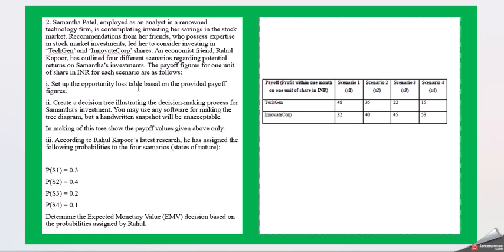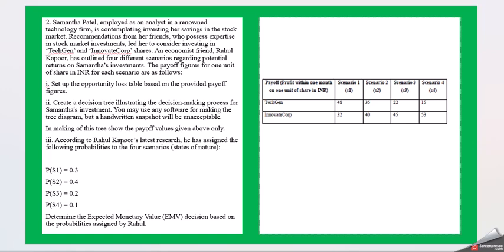Set up the opportunity loss table based on the provided payoff figures. Create a decision tree illustrating the decision-making process for Samantha's investment. You may use any software for making the tree diagram, but a handwritten snapshot will be unacceptable. In making this tree, show the payoff values given above only. So you have to use these values.